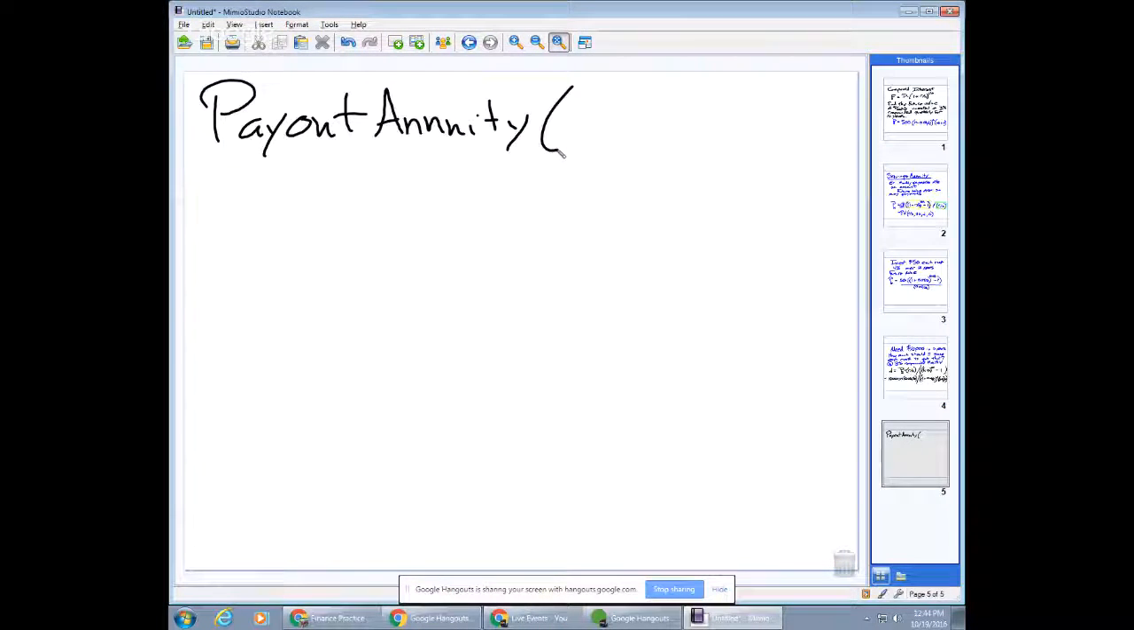And one cool thing about a payout annuity is a loan works the same way. For example, you get a credit card, you go nuts, you buy a lot of stuff. All of a sudden, you owe $1,000. Then you got to start paying it off. If you want to define the fixed monthly payment to pay off $1,000 in a year, what we're about to do would solve that.